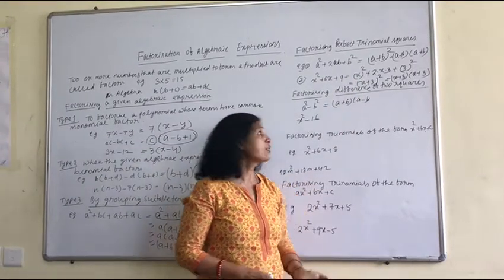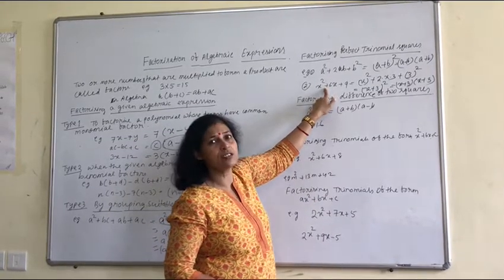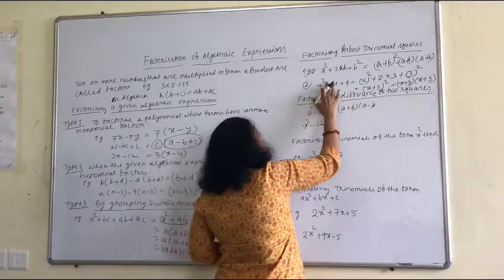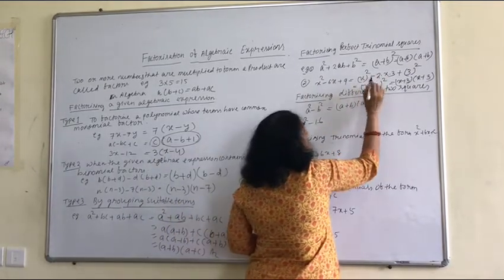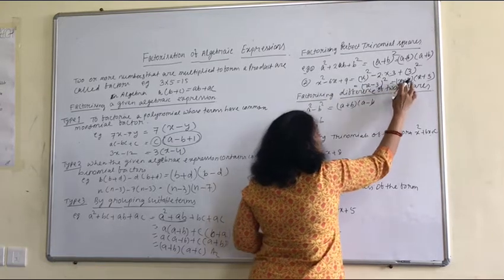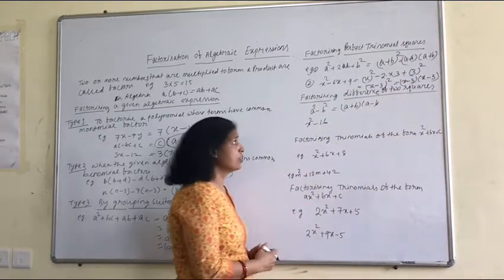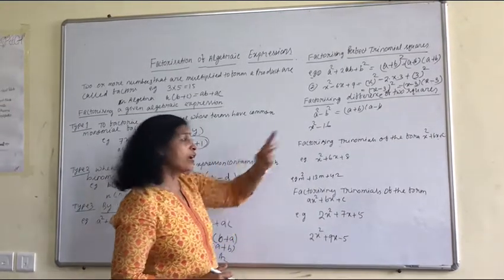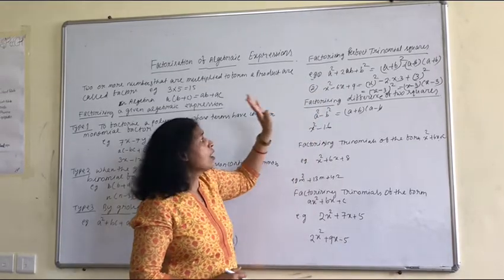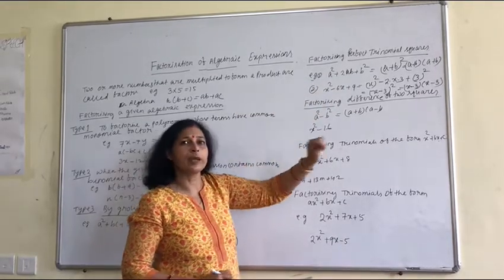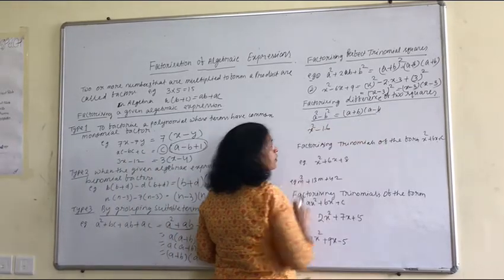Suppose in this case x square plus 6x, instead of plus, this is minus. Suppose this is minus 6x. So this is your (a minus b) whole square, so (x minus 3) whole square. Then this is your identity 1 and identity 2. Then the third identity is a square minus b square, which is (a plus b) into (a minus b). Okay? This is the third identity.